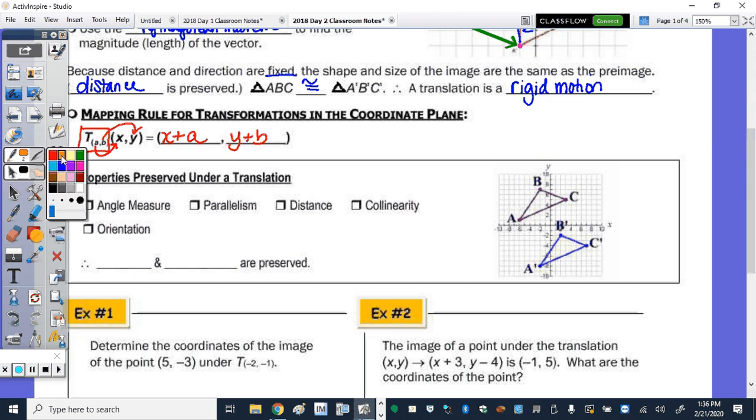Now we can take a look at the properties. Because it's a rigid motion, we have distance, angle measure preserved, parallelism, okay? So if we had a trapezoid and shift it, for instance, the trapezoid's bases would remain parallel. Points that are on a line remain on the same line. And let's take a look at orientation. So from A to B to C, that is clockwise. From A prime, B prime, C prime, that's also clockwise. So unlike the reflection, orientation is preserved. And because distance is preserved, your area and perimeter are also preserved.